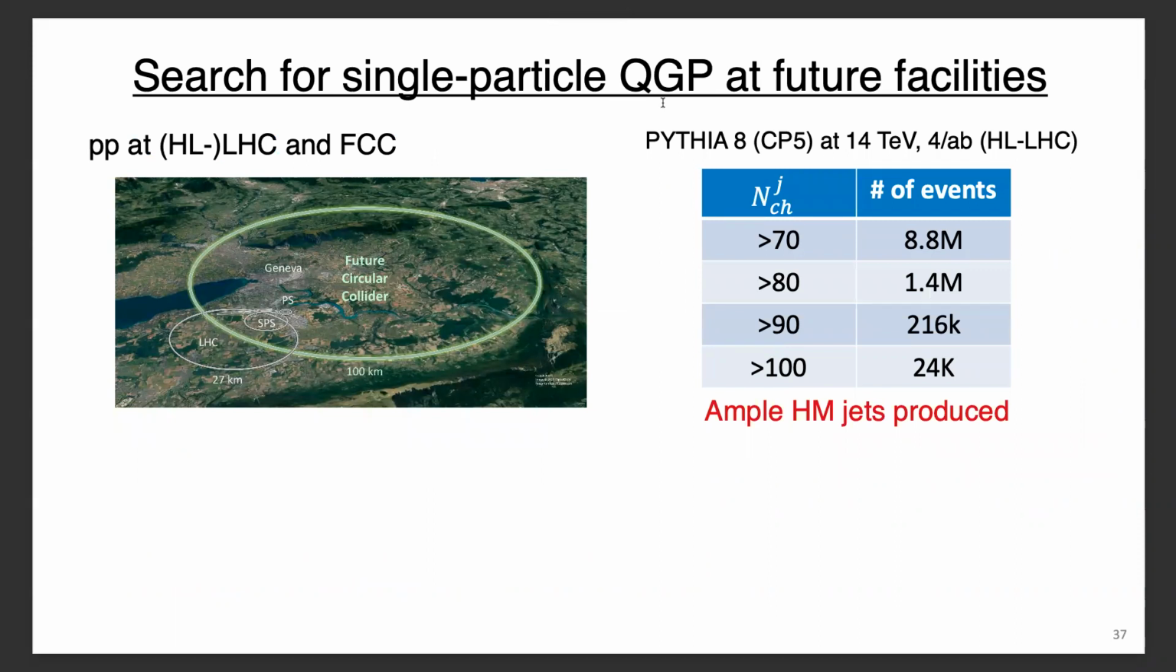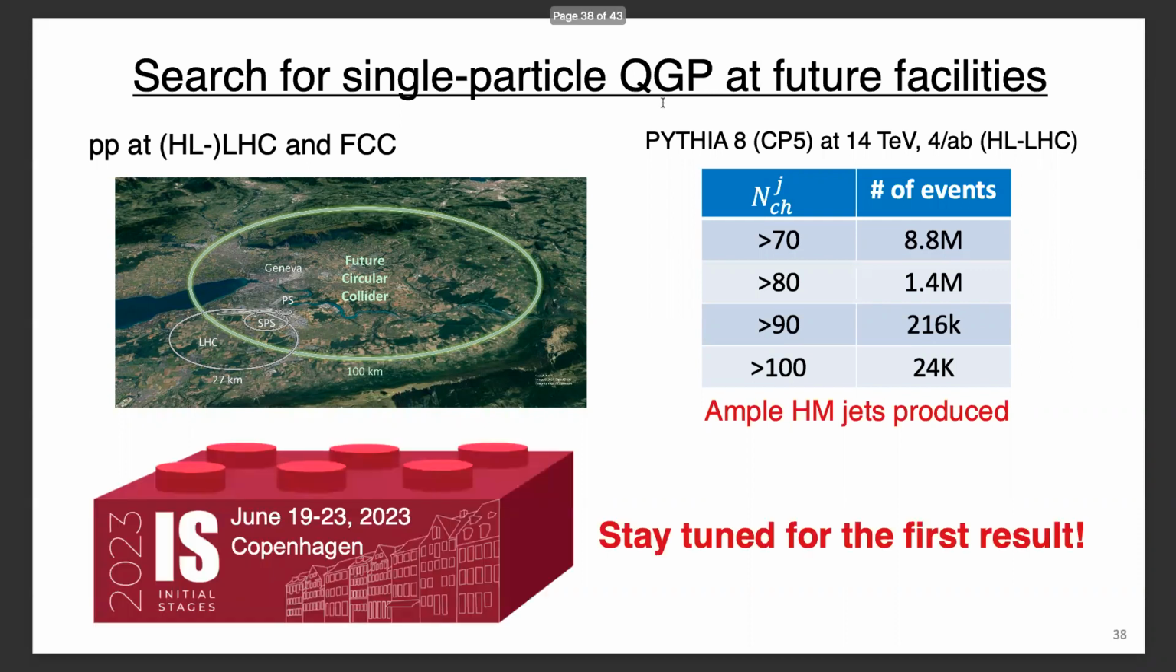These studies are being done at the LHC, and in the future, if we have the Future Circular Collider, we have a lot more reach. That will be even better. These are truly QCD machines that will produce ample high multiplicity jets that we can use to perform this analysis.